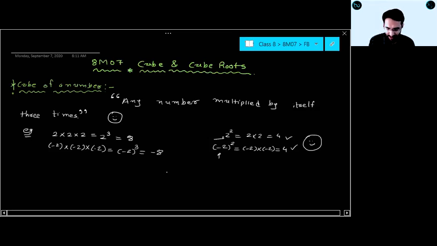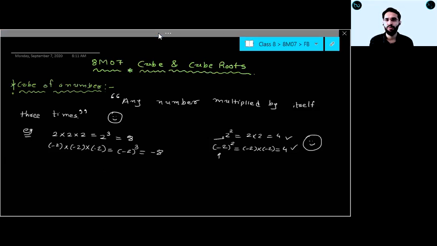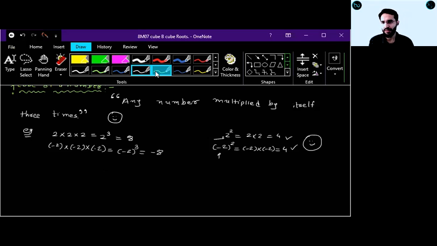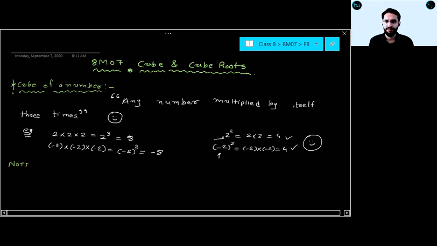Fine. Now, in the same way, we can take another number as well. We can take fractions. We can take decimal numbers. I'll show you all. So first, let me write a note from these positive and negative numbers. Then we can see other examples. So one note is: cube of a positive number will give you what? Positive. Okay. Cube of a negative number will give you what? Negative number.